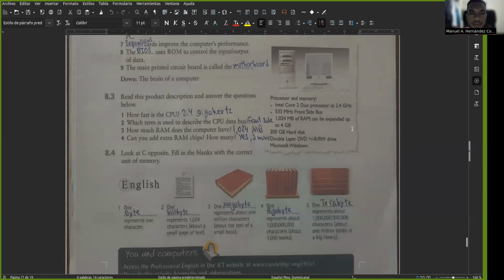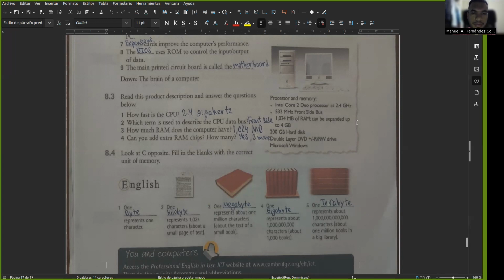Read this product description and answer the questions below. Processor and memory: Intel Core 2 Duo processor at 2.5 gigahertz, 533 megahertz front side bus. 1024 megabytes of RAM, can be expanded to 4 gigabytes. 200 gigabytes hard disk, double layer DVD plus or minus RW drive, Microsoft Windows.